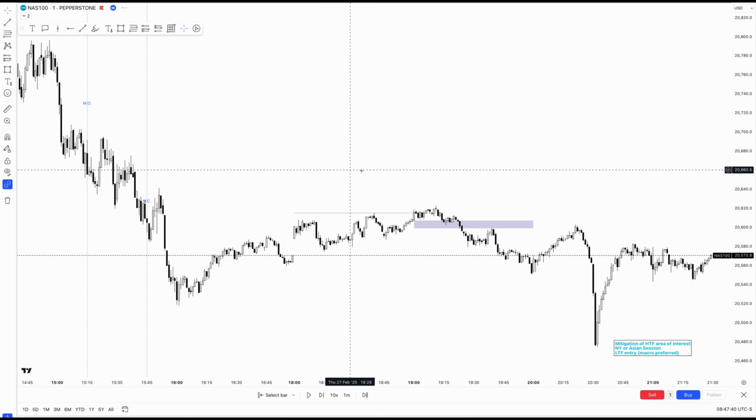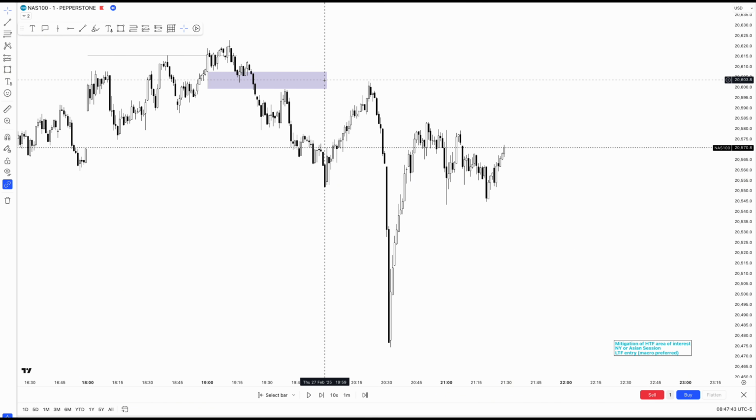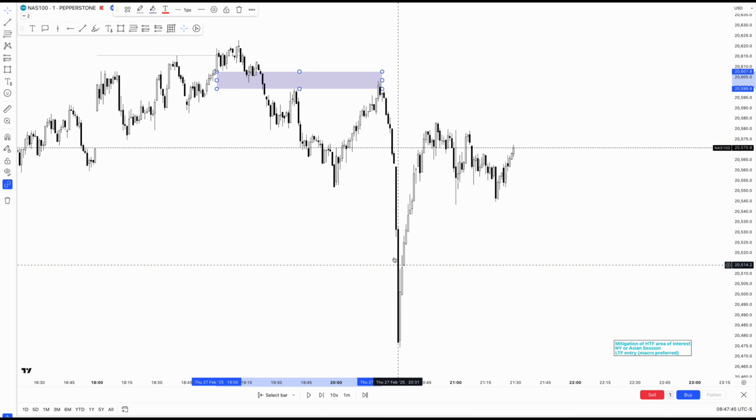Let's see in 1 minute. Yeah, I guess not, because it just kind of tapped into it, then rejected off strongly. So no entry there. It's all good. Just move on to the next trade.